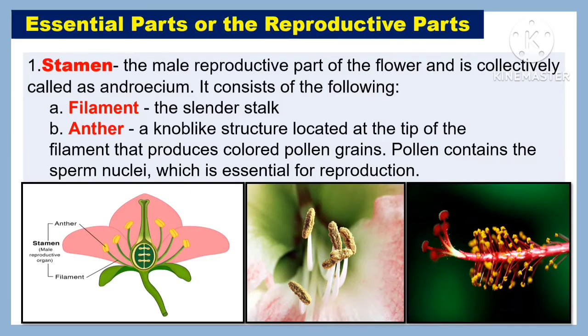Next are the essential reproductive parts of the flower, starting with the stamen. Stamen is the male reproductive part of the flower and is collectively called androecium, and it consists of the following. The first one is the filament. It is the slender stalk. And the anther. It is a knob-like structure located at the tip of the filament that produces colored pollen grains. Pollen contains sperm nuclei, which is essential for reproduction.